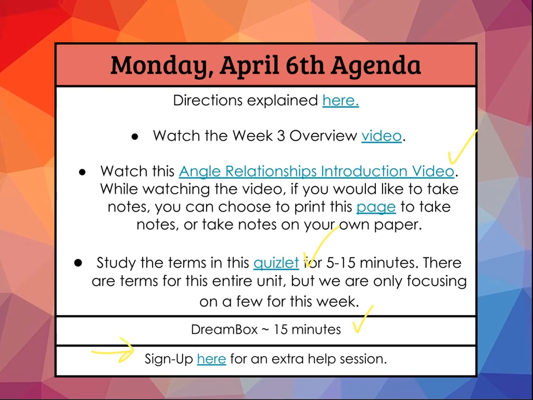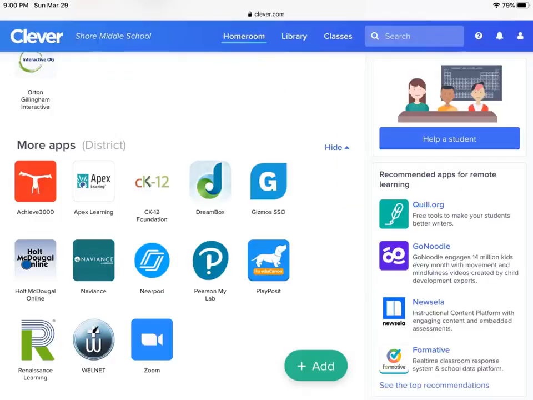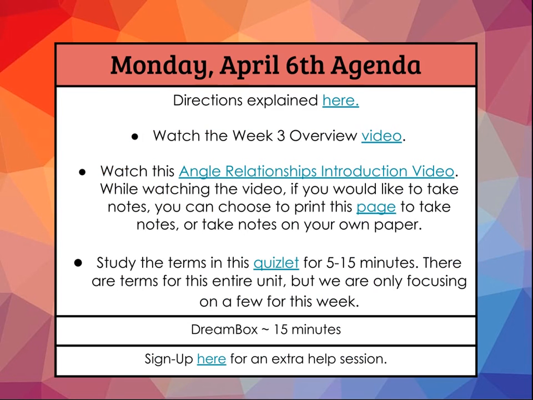Extra help sessions are here. You can hit the link, and that's some individual help from Ms. Hartman or I. Another reminder, when you're going into Dreambox, you're going to go through Clever to do that. Log in with Google, and our app should be here. The app should be downloaded in self-service first, which I think most of you did. But to get into Dreambox, we use Clever, and we select the app in Clever. That way we don't need a username, password, anything like that.